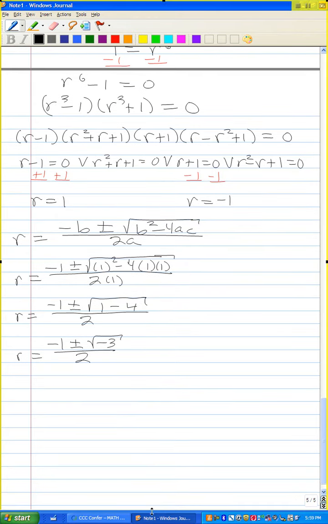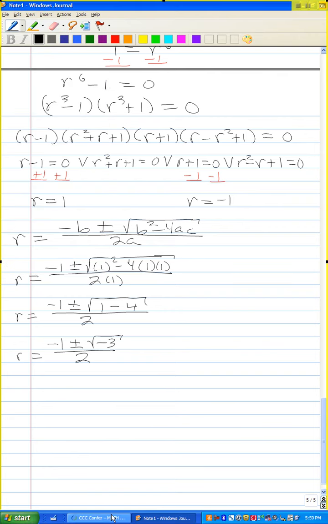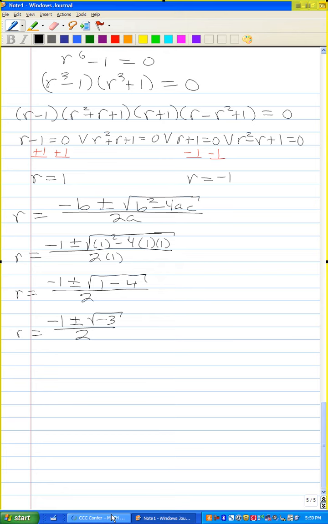And so r is equal to negative 1 plus or minus i radical 3 over 2. Well, let's do the other one.